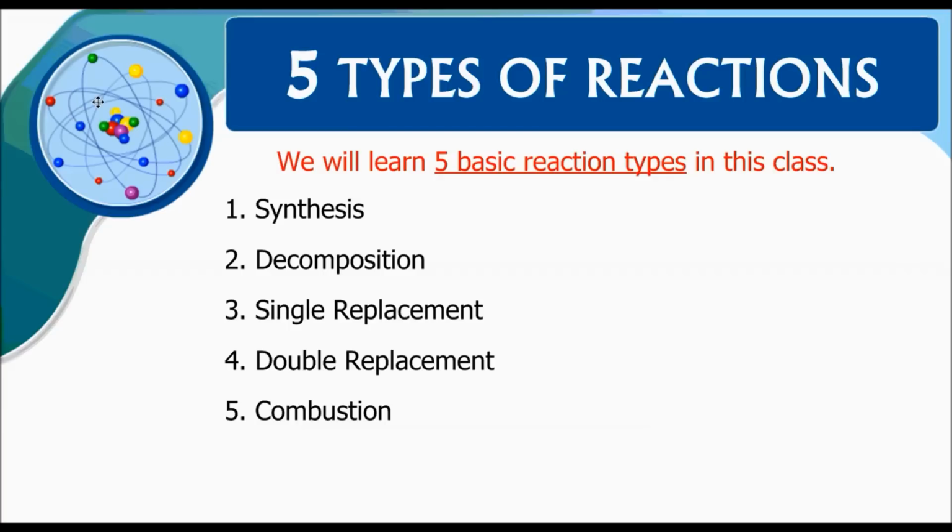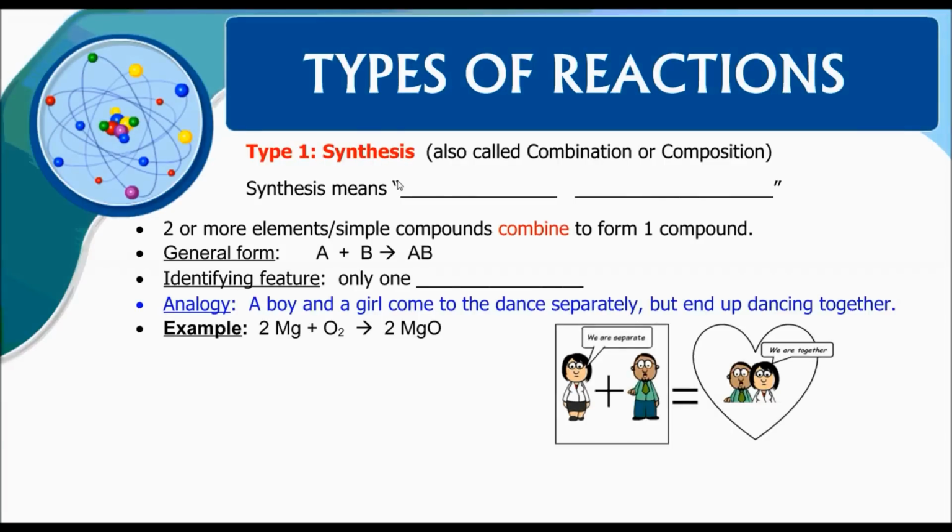Okay, so moving past review material, we're going to learn about the 5 types of chemical reactions in this video. There are more types, but that's beyond the scope of this class. We're just going to learn about these 5: synthesis, decomposition, single replacement, double replacement, and combustion. Our first type of reaction is synthesis reaction, also called combination or composition. So synthesis means to put together.